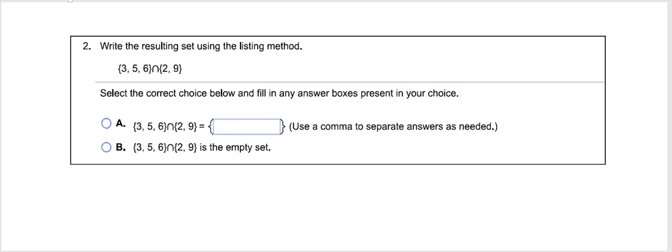Number 2, write the resulting set using the listing method. The set with elements 3, 5, 6 intersected with the set {2, 9}. Remember that the intersection means and. It has to come from the first set and the second set. So which ones do they have in common? Because there is nothing in common with these two sets, the answer is the empty set.